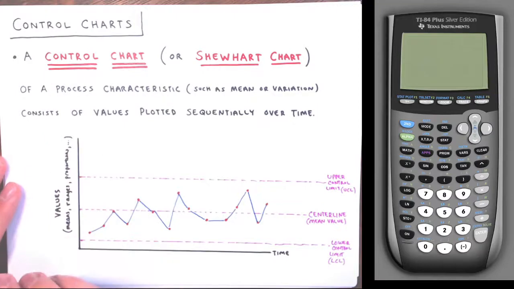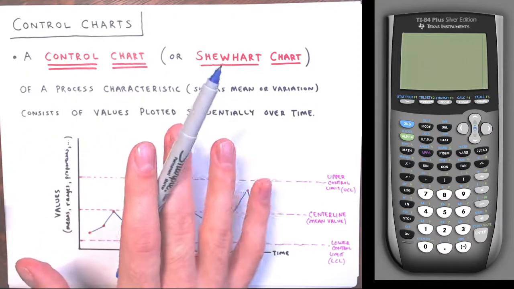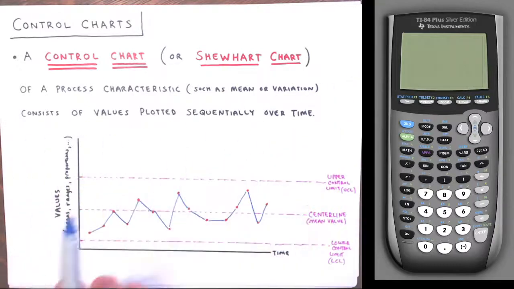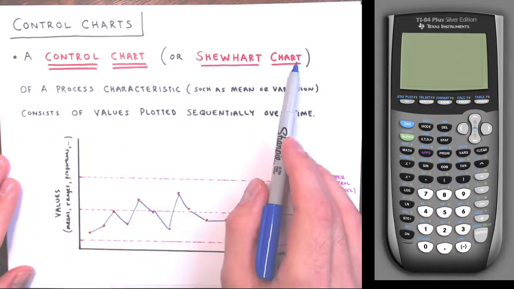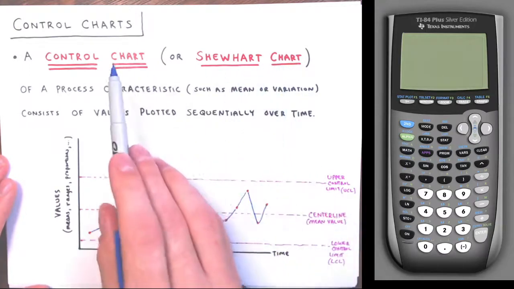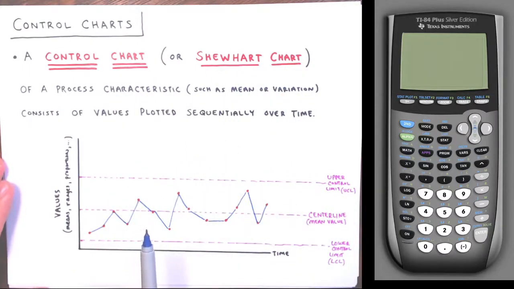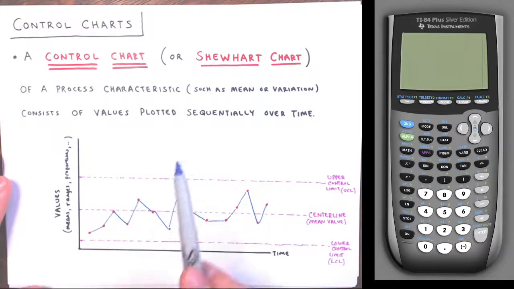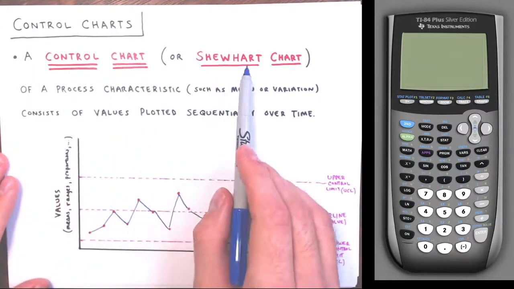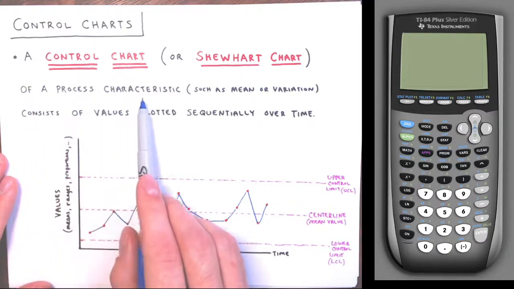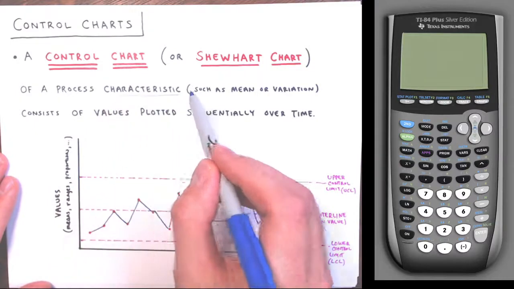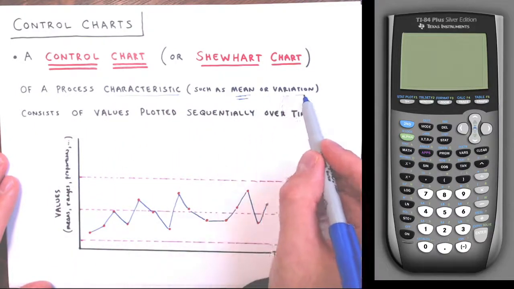So control charts. And again, this is just an introduction to control charts. I'm not going to do any examples. The videos I have after this are going to be on different types of control charts. A control chart, or Shewhart chart, named after Walter Shewhart, who first introduced these in 1924. If you'd like to look him up, it's an interesting read, or read a Wikipedia article about him. A control chart, or Shewhart chart, I'll just probably use control chart, is a chart of a process characteristic, such as a mean or a variation.